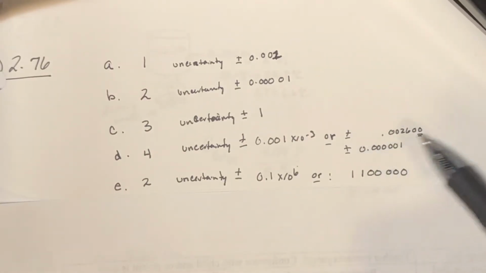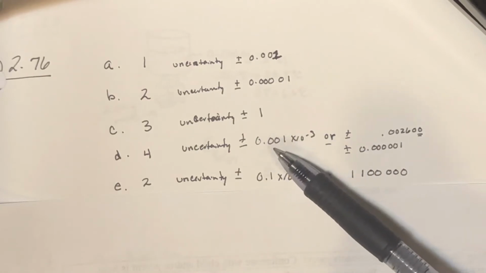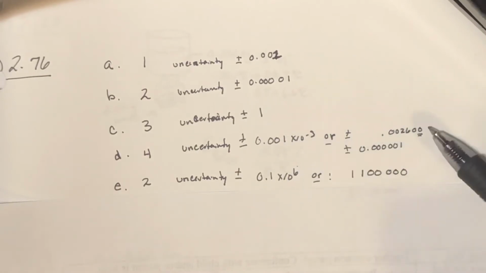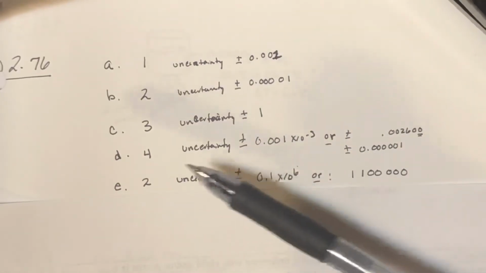0.002600. So as we start, the 2 is significant. Everything after that is also significant. And the uncertainty is plus or minus 0.001 times 10 to the negative 3, or 1 times 10 to the negative 6. You could have done that as well.